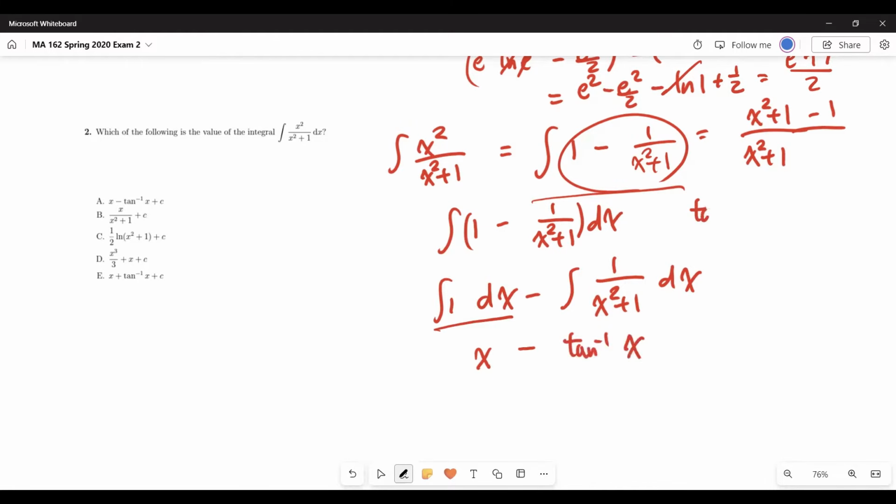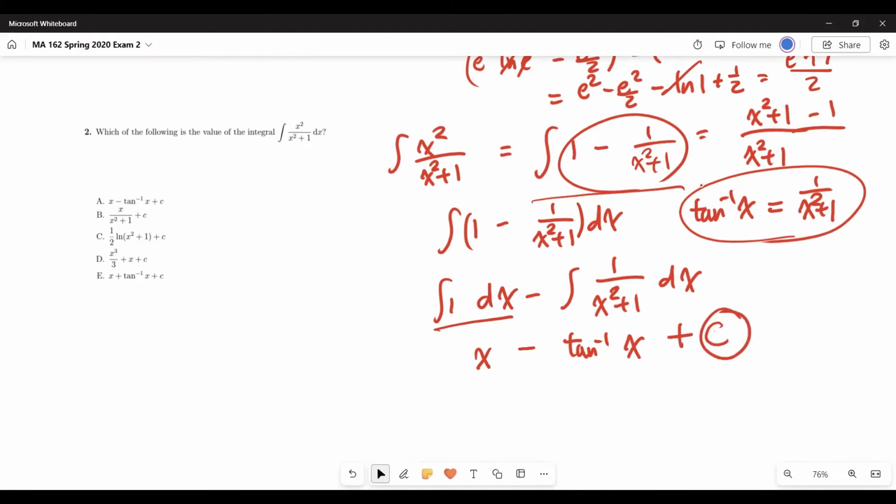If you remember tangent inverse x, which is inverse tangent, its derivative is just 1 over x squared plus 1. So if you remember this, it becomes a really easy question. So x minus tangent inverse x, and then don't forget to add plus c, because there are no bounds, meaning it's an indefinite integral. So this is just x minus inverse tangent x plus c, which is a.